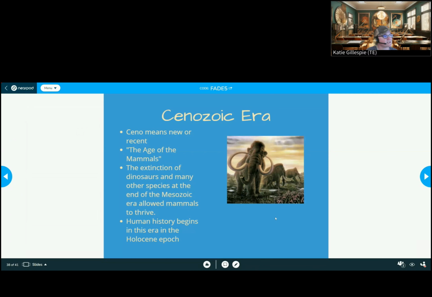But age of the mammals, that's super important. Extinction of the dinosaurs basically led the way for mammals to become bigger, more complex. There's that word again, more complex, and rule this era. All right. Again, at the end of this era, we see human beings come onto the scene, and that's the Holocene epoch. That's really the only epoch of geologic time you'll probably see on a test, the Holocene epoch. Okay. So that's where human history begins.